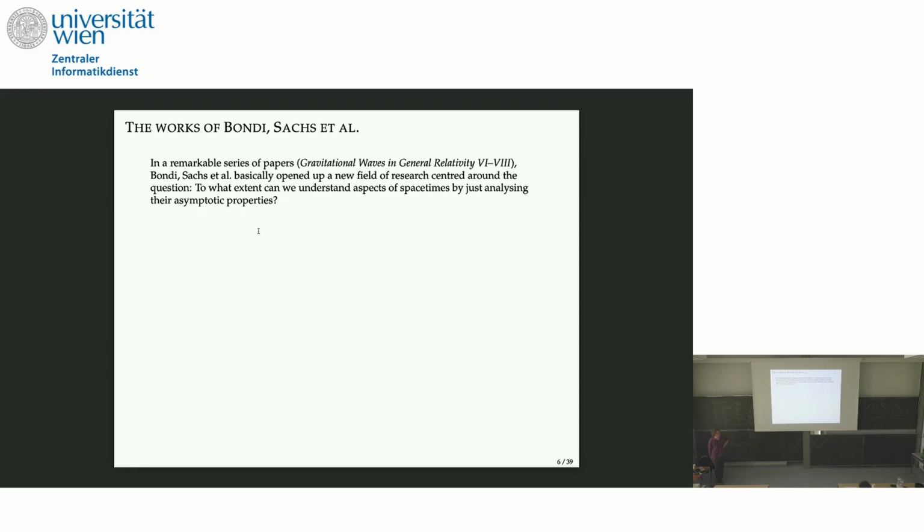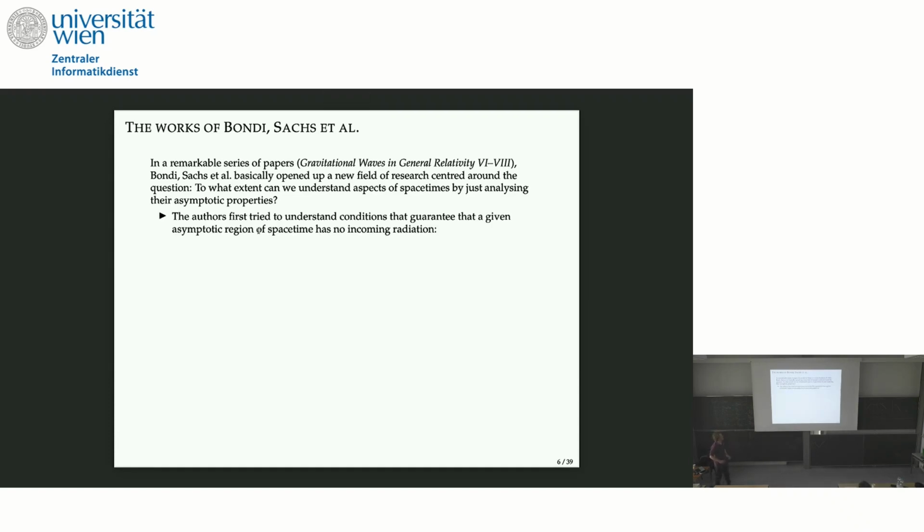So probably the first and most important work on asymptotic flatness was the work initiated by Bondi, Sachs, and collaborators in the series of papers Gravitational Waves in General Relativity. And I think it's hard to overestimate just how big a role this played in informing the current trends in theoretical physics. So one of the crucial questions they implicitly ask is, to what extent can we understand aspects of spacetimes by just analyzing their asymptotic properties without specifically understanding what's going on in the interior of the spacetime?